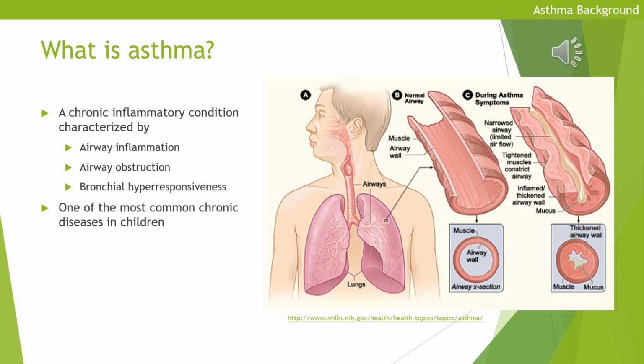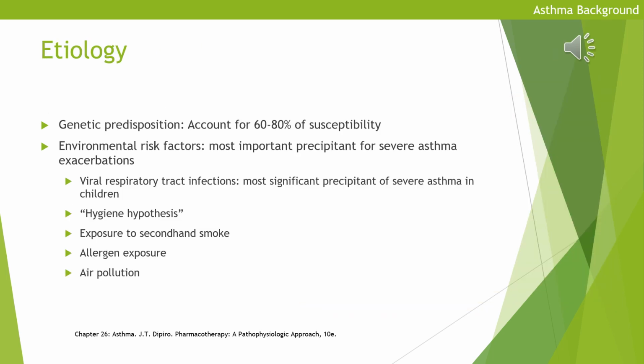Asthma is a chronic inflammatory condition characterized by airway inflammation, airway obstruction, and bronchial hyperresponsiveness. It is one of the most common chronic diseases in children. In this figure on the right, you can see a normal airway in contrast to an airway during an asthma symptoms. There is excess mucus production causing mucus plugging. There is thickening of the airway in both the basement membrane and the smooth muscle, and there is also airway constriction.